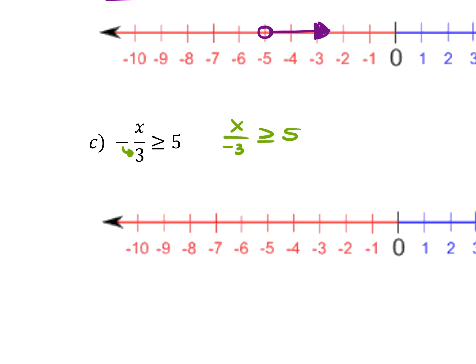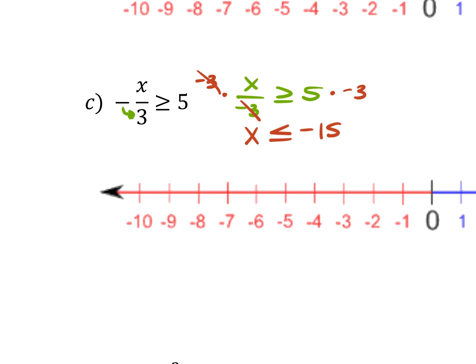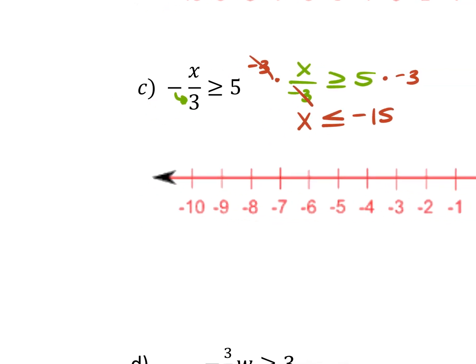So if I want to get rid of that negative 3, what do I have to do? You have to multiply on both sides by negative 3. So this is 1. And then when you multiply by a negative on both sides, what happens? Flip it. Okay, so greater than or equal to becomes less than or equal to. And then it's a negative 15. So x is less than or equal to negative 15. This falls off the chart. Sorry, I should have done this differently. But it'll be over here. 11, 12, 13, 14, 15, right, is over there.